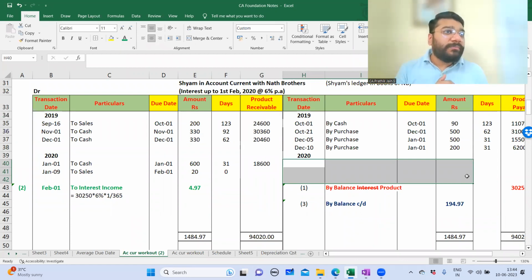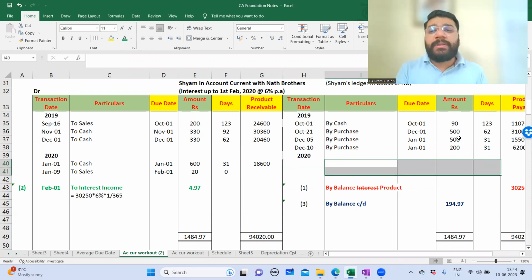Are you able to follow? So the question can come anyhow, so don't deviate from your basics. Here we are only learning the structure and the format in today's session. The basics remain the same. If it is payable, then the interest expense will come here, and the amount will come in the amount column.